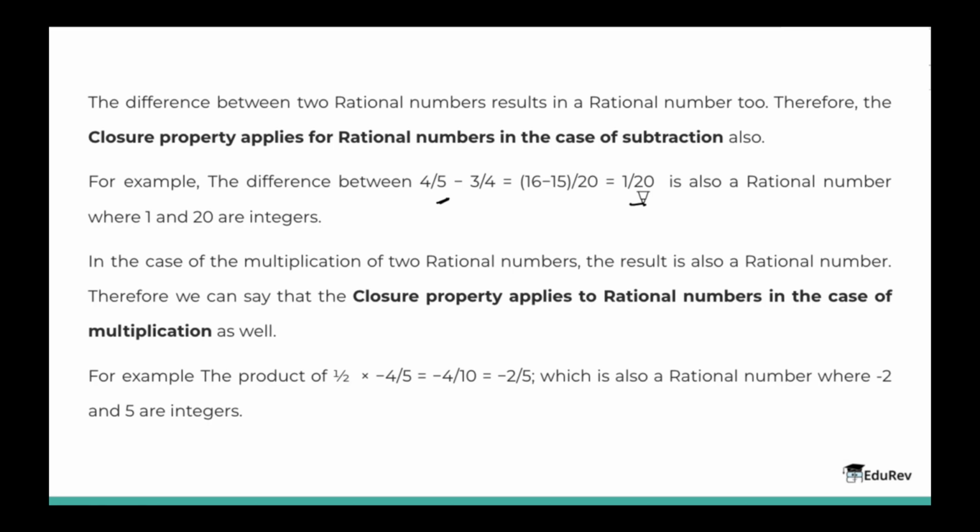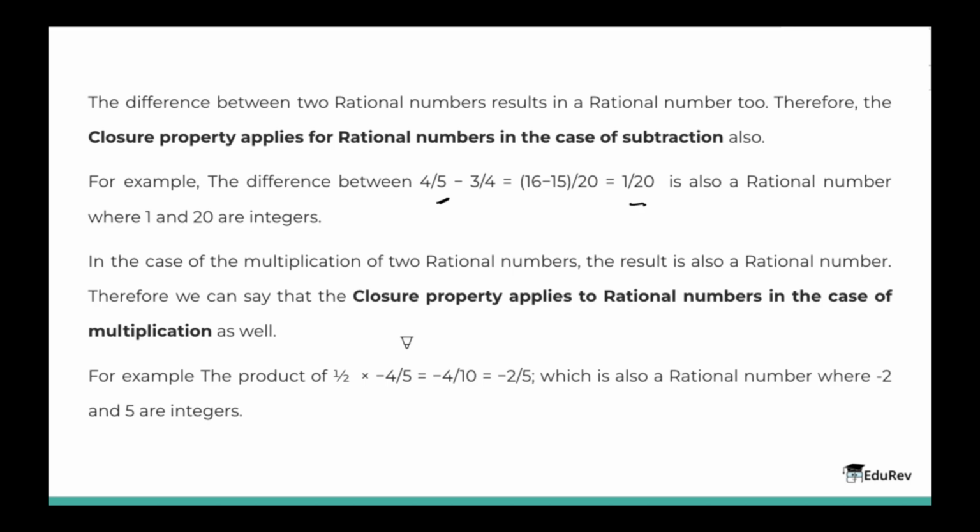And in the case of multiplication, what are we going to say? We are going to say that in the case of multiplication of any two rational numbers, the result is also going to be a rational number. Therefore, we can say that the closure property also applies for rational numbers in the case of multiplication as well.